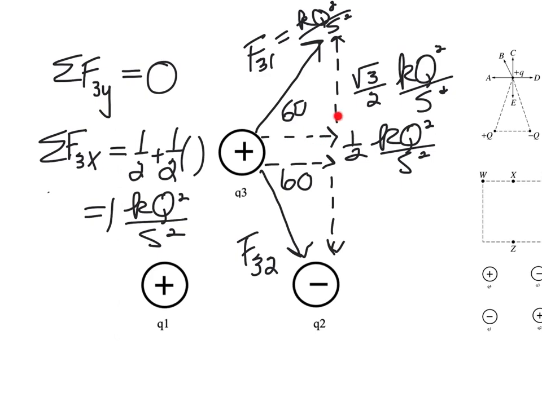And so this vector, square root of 3 over 2, negative square root of 3 over 2, the sum of the y components is 0. But these two x components, which have a length of 1/2 kq squared over s squared, add. And so the net force, the sum of 2 halves, is simply 1 kq squared over s squared. So that's the general solution. Pretty simple because of the high symmetry of the problem.